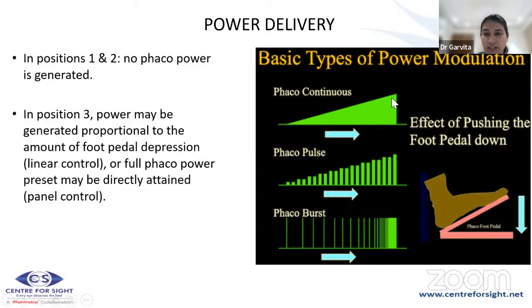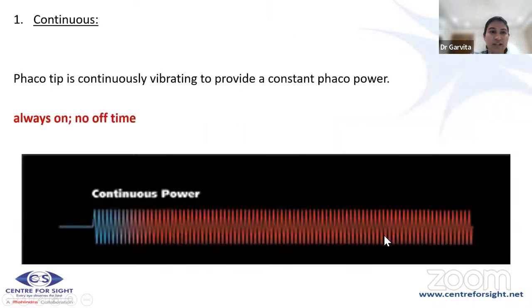One is phaco continuous, where there is continuous energy which is increasing as you are pressing down on the foot pedal. Second, phaco pulse, where pulses of energy are being delivered as you are pressing on it. Third is phaco burst, where a uniform amount of power is being delivered at an interval which reduces with time the more you press on it. I'll go and explore each one of them with you.